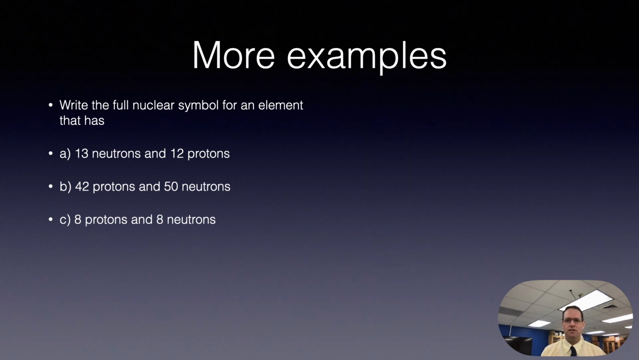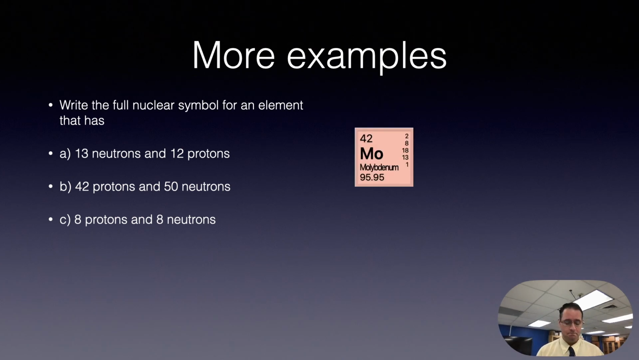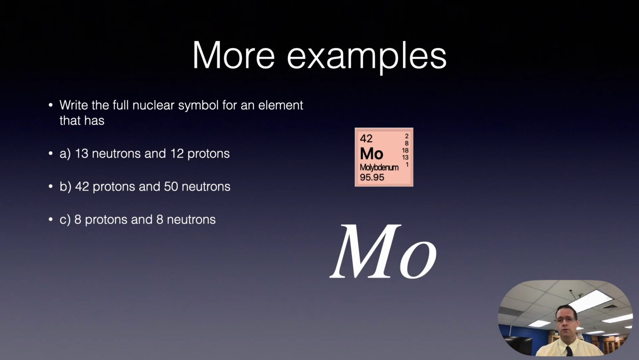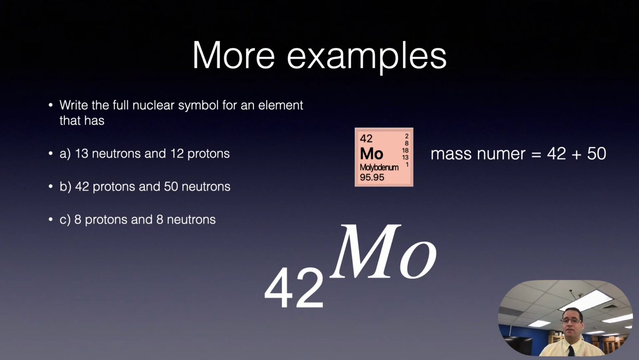How about this next one? It has 42 protons and 50 neutrons. Wow, that's a lot. So you hunt around for element 42, which is the number of protons, and you find molybdenum, okay? The symbol there is capital M, small o. It's 42, so it has 42 protons. So we want to write that down on the bottom left-hand corner. Again, you want to add up the total number of protons and neutrons to get the mass number. 42 and 50 give you 92. So this is the nuclear symbol for molybdenum-92.